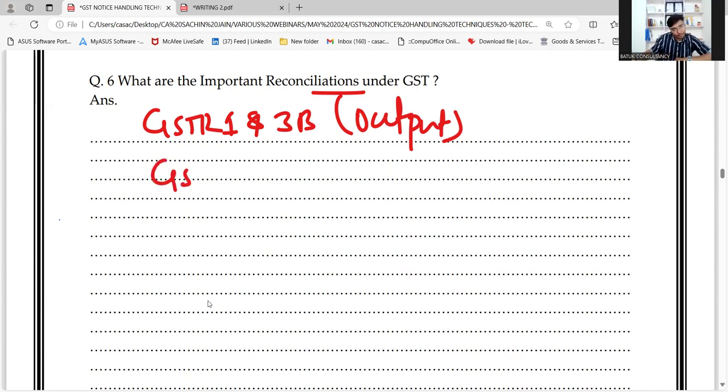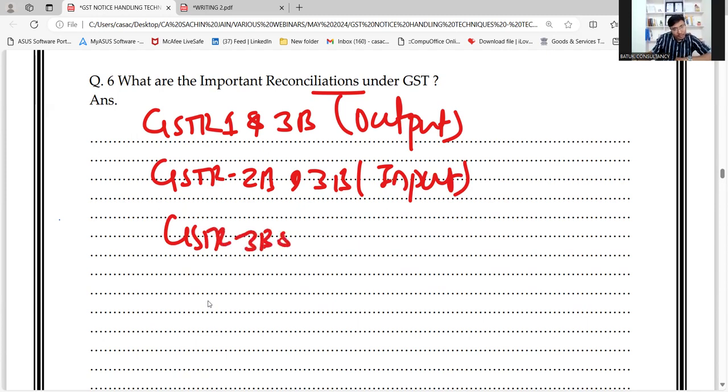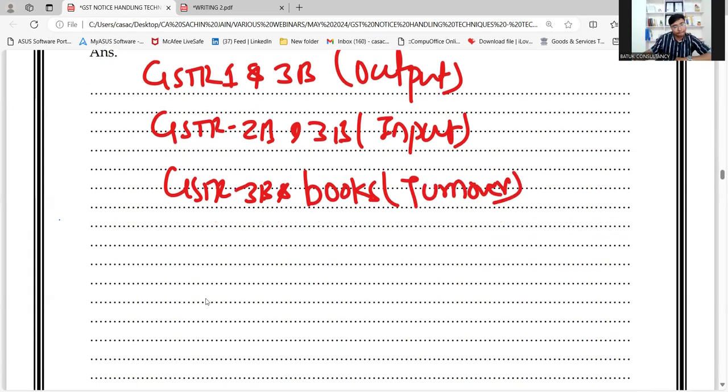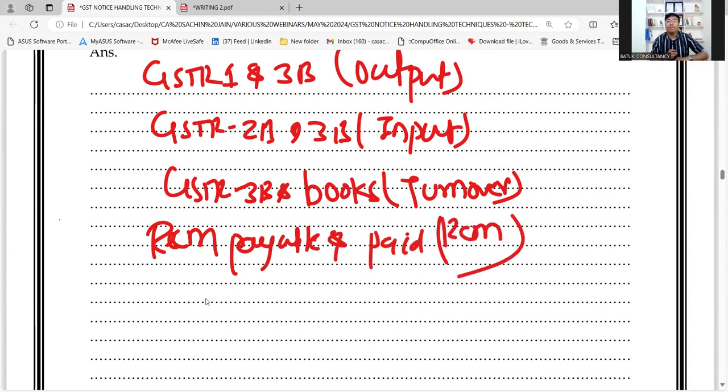Okay, GSTR 2B and 3B from input perspective. GSTR 3B and books from turnover perspective. RCM payable and paid from RCM perspective. If you have these 4 type of reconciliations, then this will be more than sufficient for preparation of your reply.